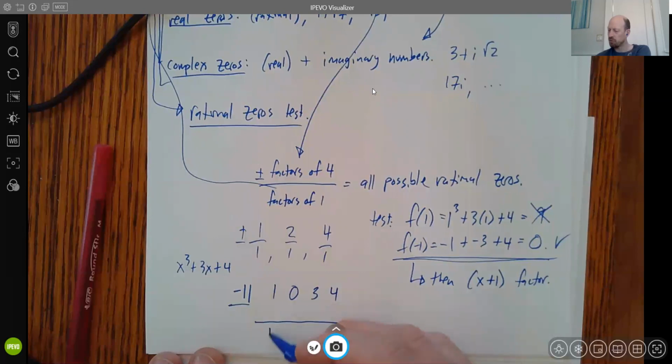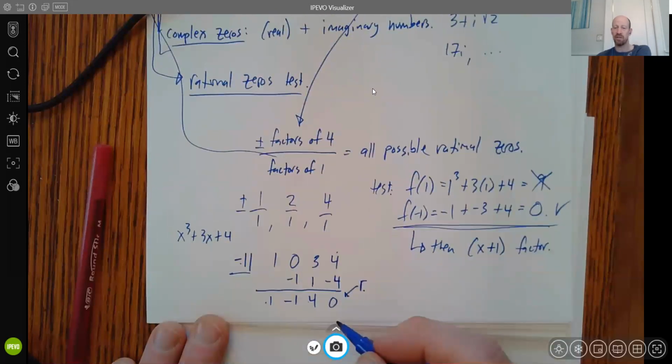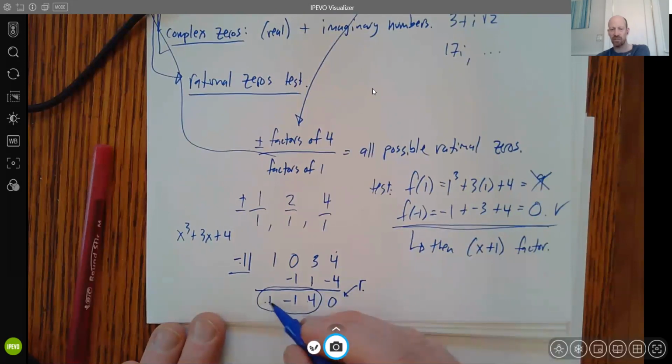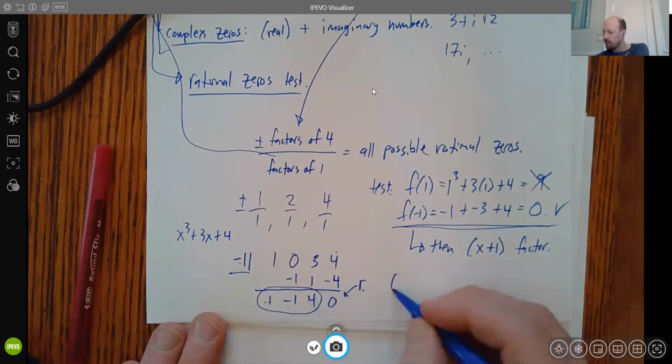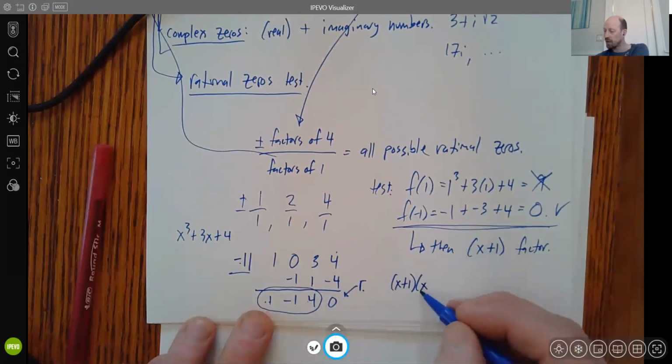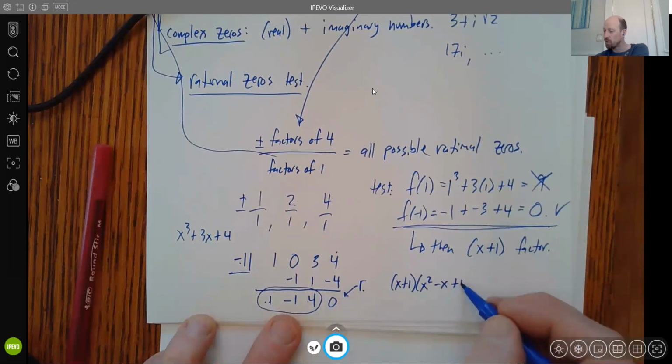Right, and the rule is I bring down the 1 and I multiply it. I add these together and I multiply it. I add these together and I multiply it. I add these together. This is my remainder, and I knew it was going to be 0 because it's a factor, right? That's what it means. When you divide, you get nothing left over. The remainder is 0. So these coefficients, this is the x squared and the x and the constant, that tells me that my original factor times this, x squared minus x plus 4.